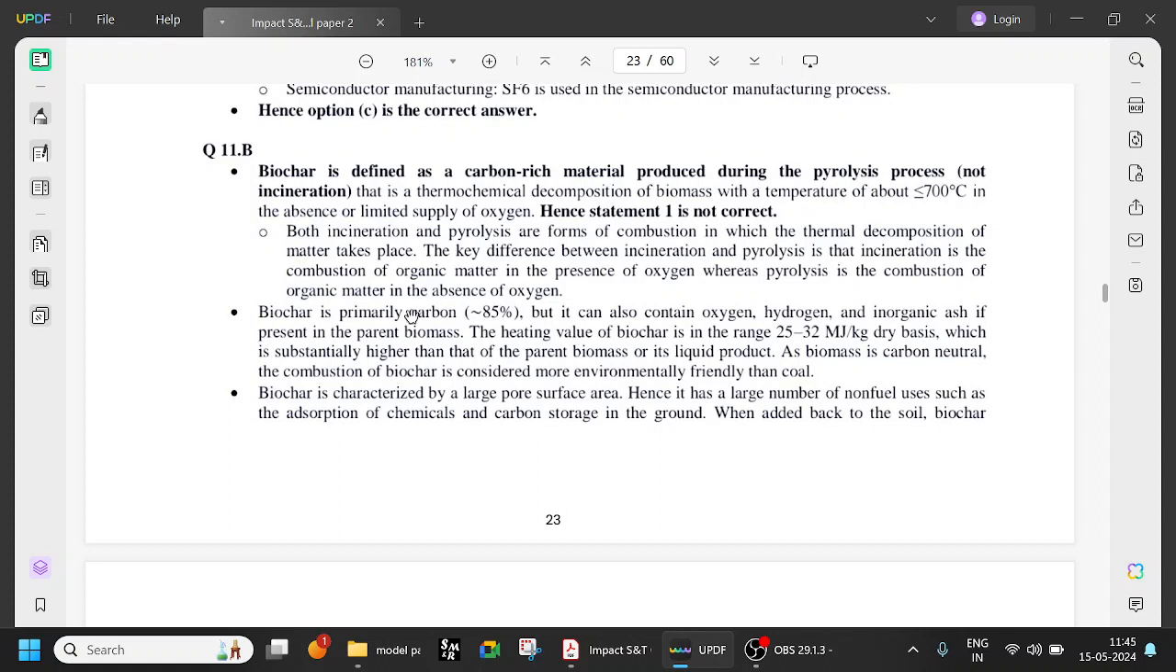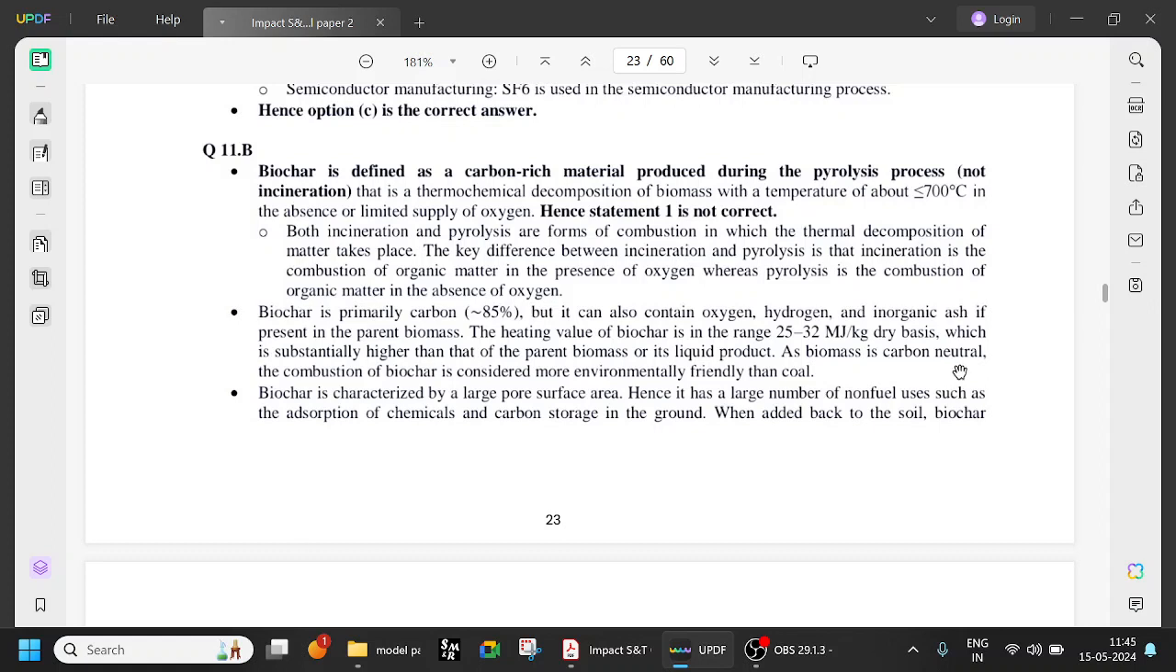And so when you burn this, what is left of that material is called the biochar. Okay, the carbon rich material produced during the pyrolysis is called biochar. So biochar is almost 85% carbon, but it can contain oxygen, hydrogen, and inorganic ash. The heating value of biochar is 25 to 32 megajoules per kg. All these things you don't need to remember. So basically, the heating value of the residue, the biochar, is higher than that of the parent biomass or its liquid product.